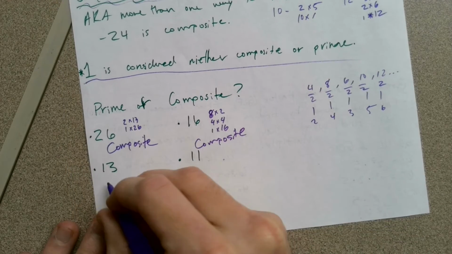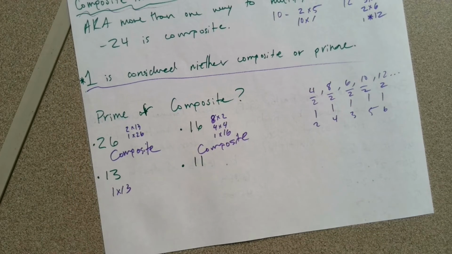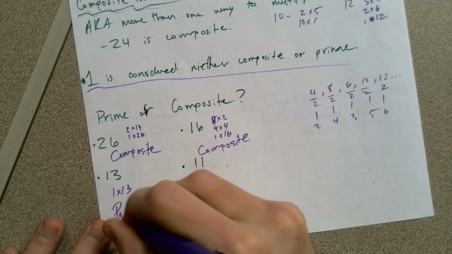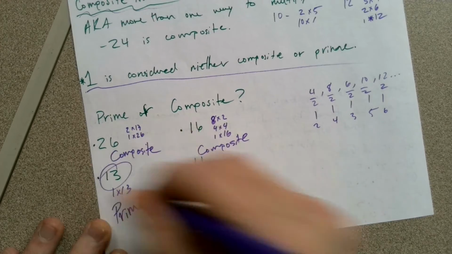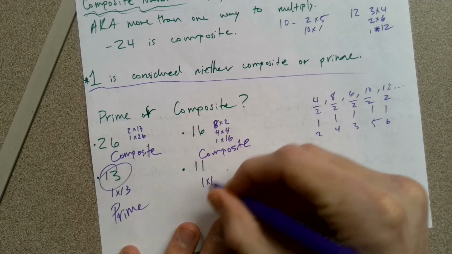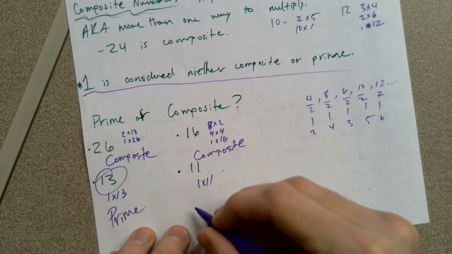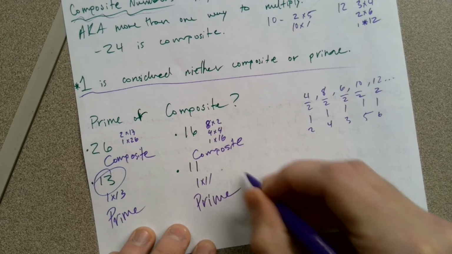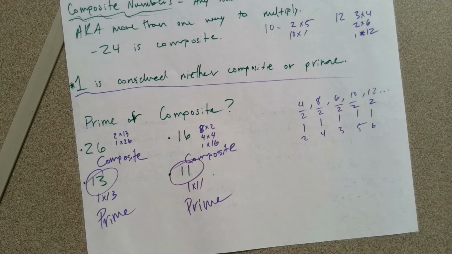13. I know 1 times 13. Anyone else know any other ways to get there? Because I surely don't. That would be a prime number. 13 is prime. 11. I know 1 times 11. I don't know any other ways to get there. Prime number. So we're thinking of different ways to get there. If there's more than one way to get there, it is composite. If there's only one way to get there, and that's by multiplying it by 1, then it is prime.